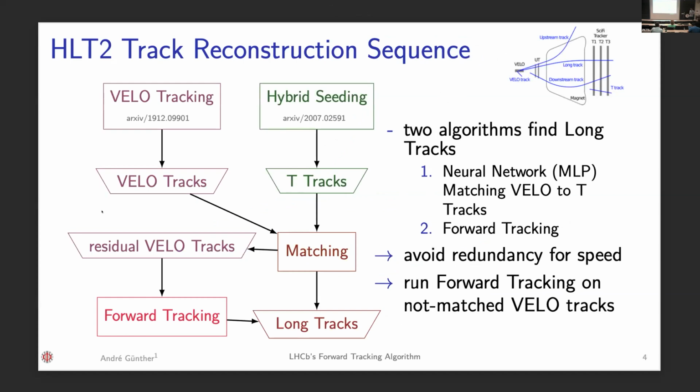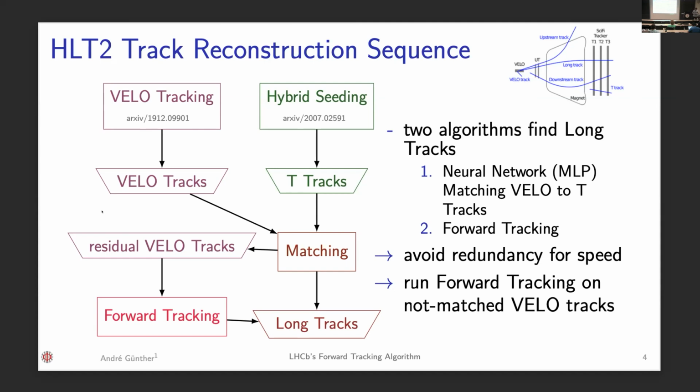So the way we get to these long tracks is depicted here in this flowchart. We start off with velo tracking. So we produce these straight lines coming from the vertex locator. And in parallel, there's the hybrid seeding running that produces these T tracks here. And then you can do a matching between these two. So you run a neural network that just combines the velo tracks with these T tracks, and then you have a combination that gives a long track.